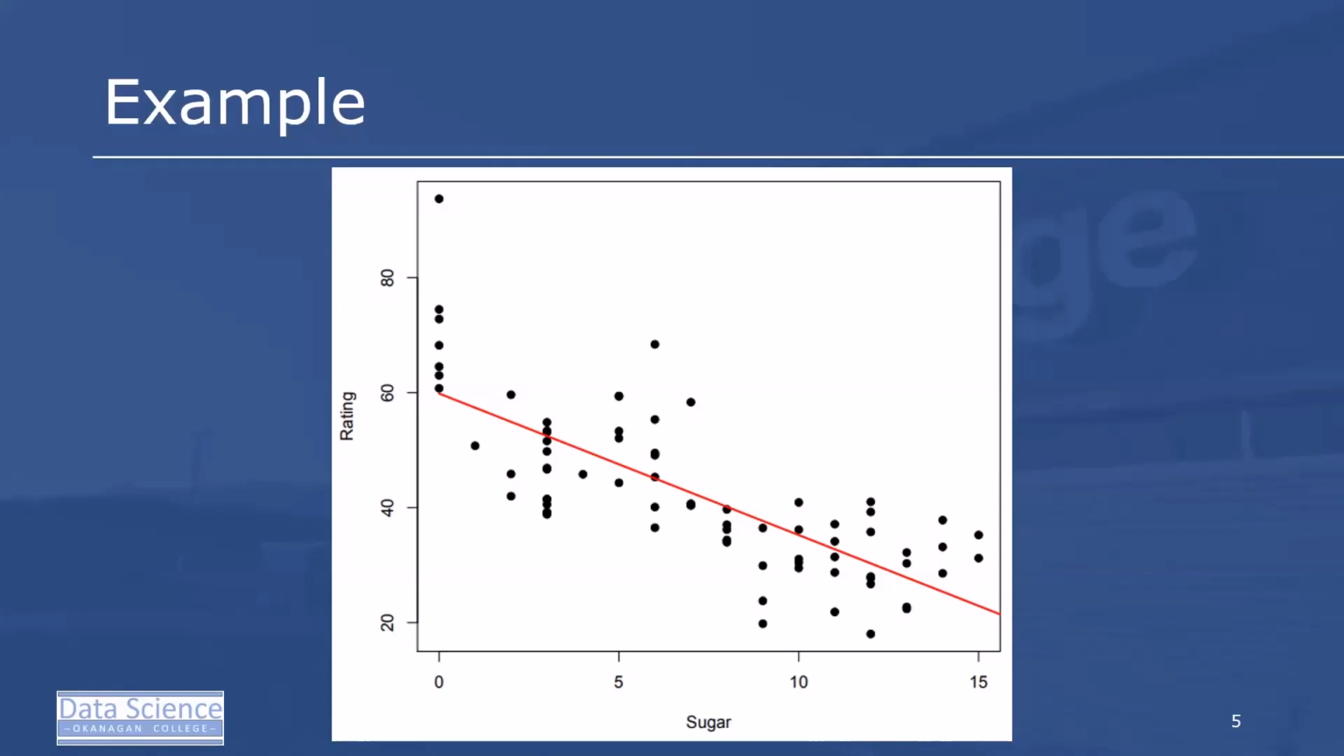The line that we have created here is of the form y equals mx plus b. The extent to which observations do not sit on the line is governed by the noise epsilon. Note that x, the sugar, is the independent variable. y, the rating, is the dependent variable. Epsilon is the random deviation or the error in the model.